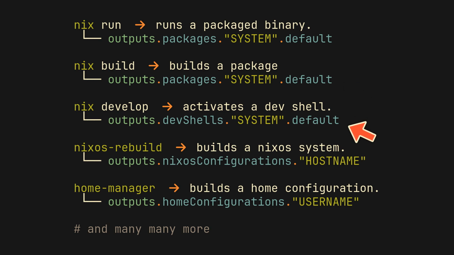packages.<current system architecture>.default, nix develop for devShells.<system>.default, nixos-rebuild for nixosConfigurations.<hostname>, and Home Manager for homeConfigurations.<username>, with each one of these being a different kind of output, because you obviously cannot activate a normal package as a NixOS system, and you cannot enter a NixOS system as a shell. That simply doesn't make any sense, because every output has a different purpose.